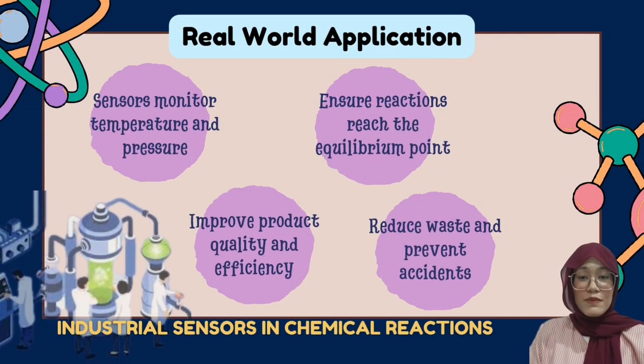In industry, especially in chemical factories, sensors are used to monitor temperature and pressure during chemical reactions. This sensor helps ensure the reaction occurs at the correct equilibrium point. Maintaining equilibrium is important because it improves product quality, reduces waste, and helps prevent accidents in the factory.